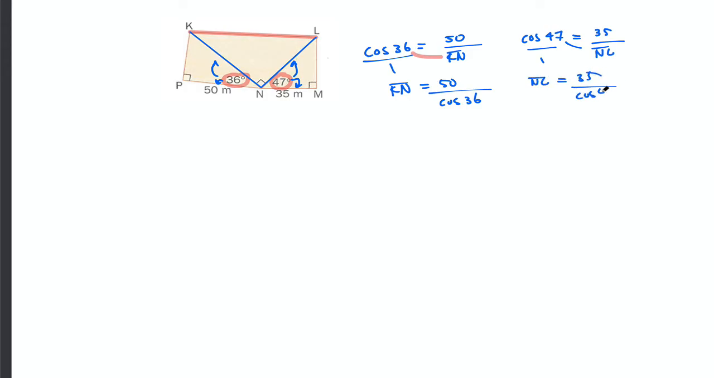Okay, so if you want to find KL, all you have to do is use the Pythagorean theorem here. So KL is going to be KN squared plus NL squared, but square rooted. Okay, so plugging in for KN being this and NL being this, you get the following answer.